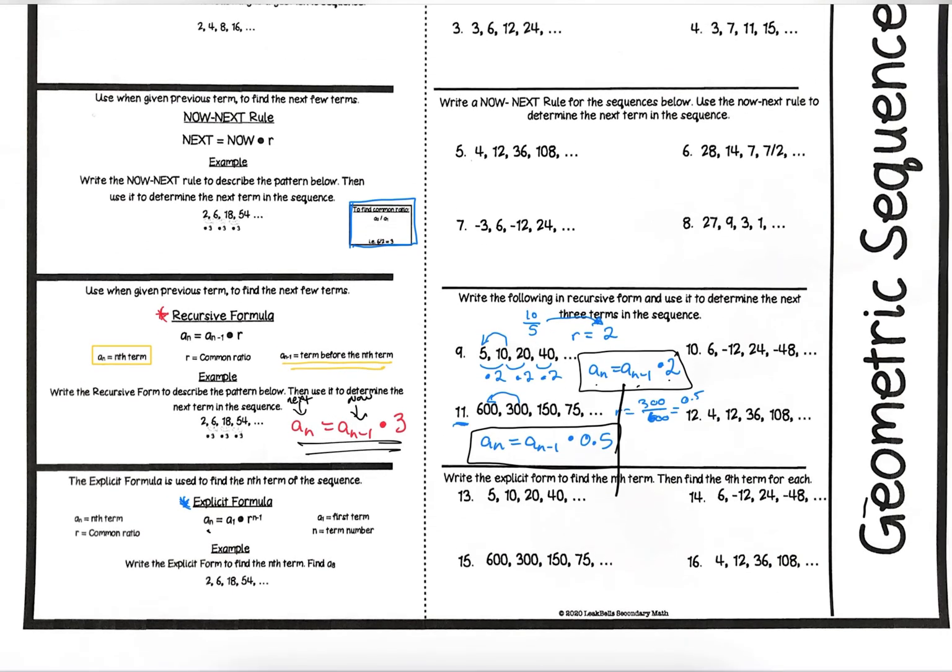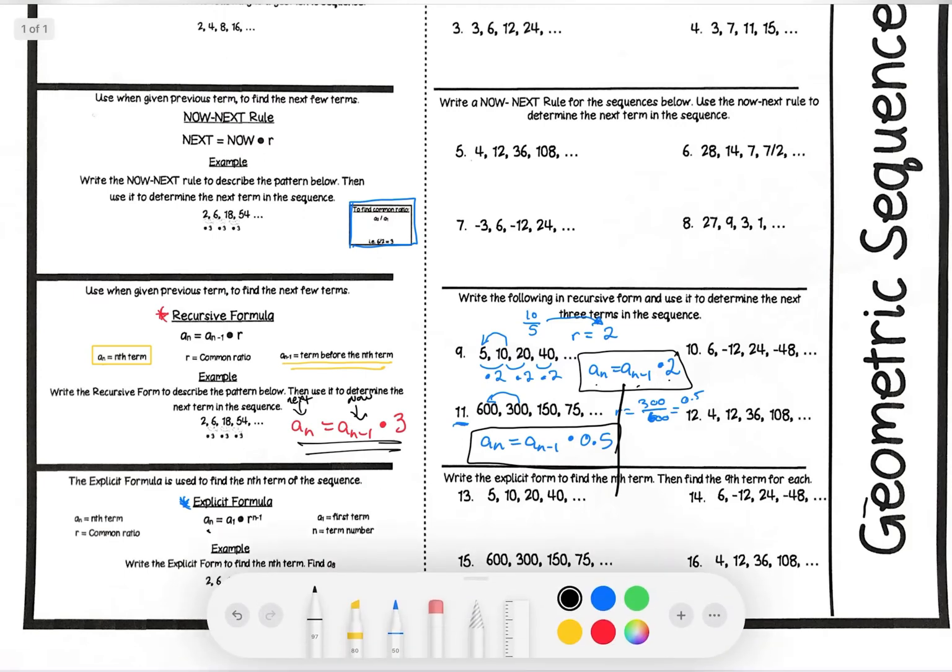So we have here, write the explicit form to find the nth term. And then it says find a sub 8. So we're given the pattern, same pattern that we've been using in this example, 2, 6, 18, 54, right? So if we don't know the common ratio, just take that 6 and divide it by 2. We know it's 3, right? So we have our R, all right? So we got our common ratio. All right, we also need to have our first term in the sequence, meaning the first number, and that is 2. So that's A1. So A1 equals 2.